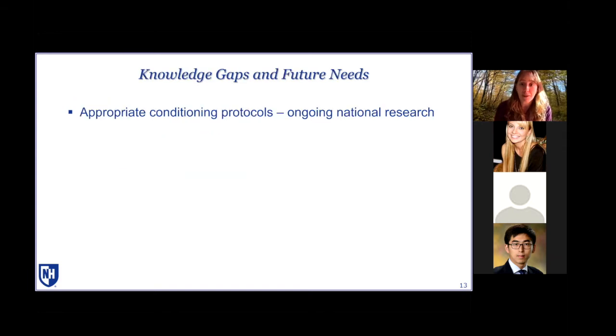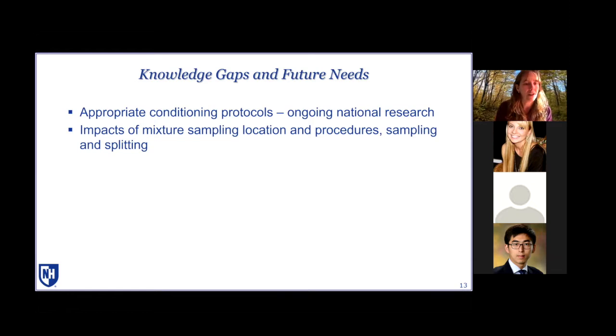In terms of knowledge gaps and future needs, there is ongoing national research on appropriate conditioning protocols to use. So that is something that is needed. And also in terms of the impact of sampling location and procedures, specifically sampling and splitting, how that is done and what impact, if any, that has on the measured properties.